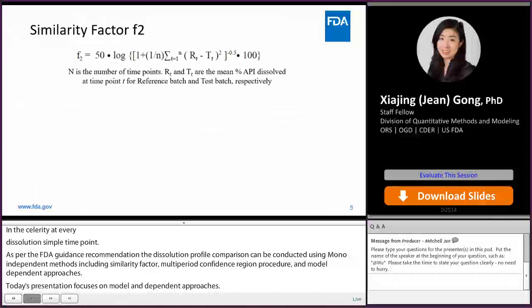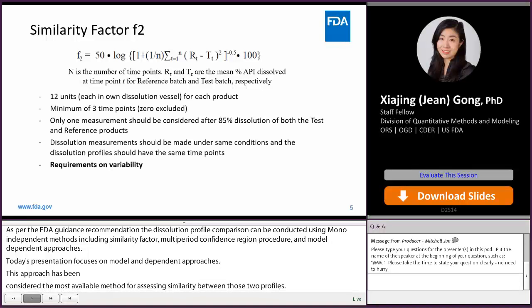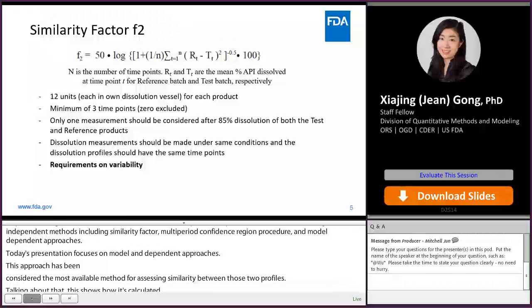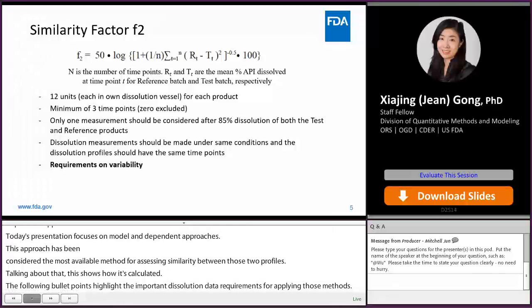Talking about F2, the equation shown here illustrates how F2 is calculated. The following bullet points highlight the important dissolution data requirements for applying F2 method. You need to have 12 units for each product, minimum of 3 time points, and only one measurement should be considered after 85% dissolution of both the test and reference products.